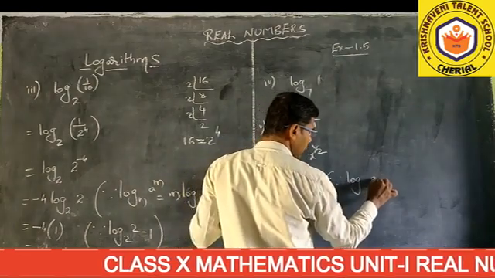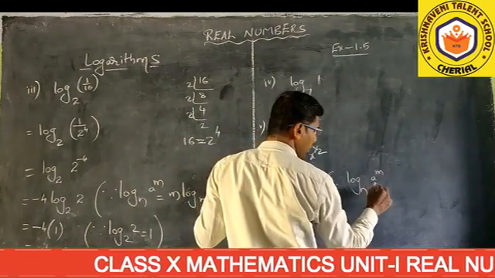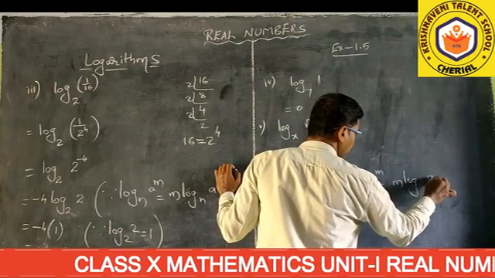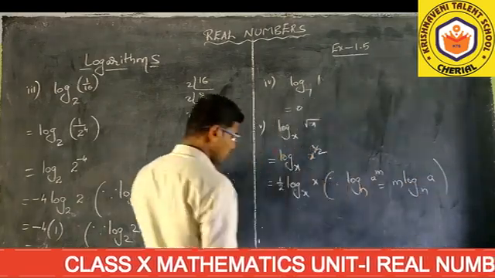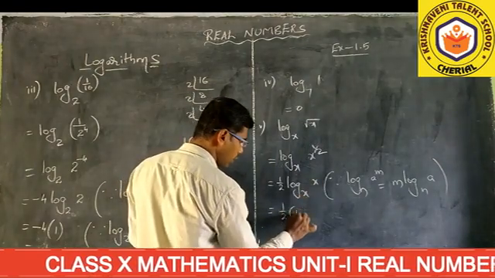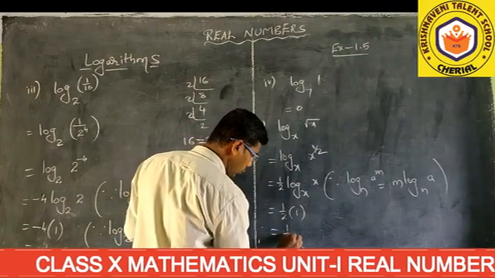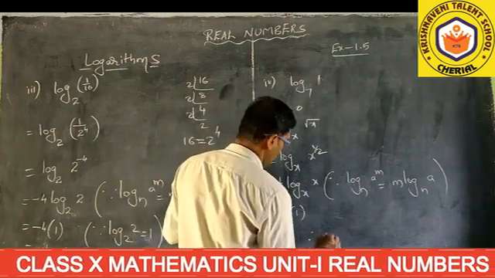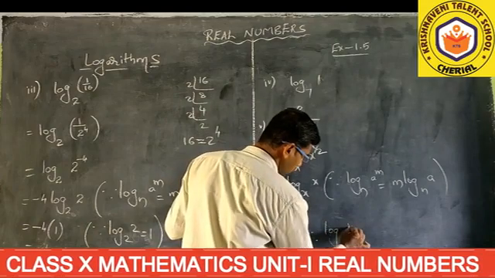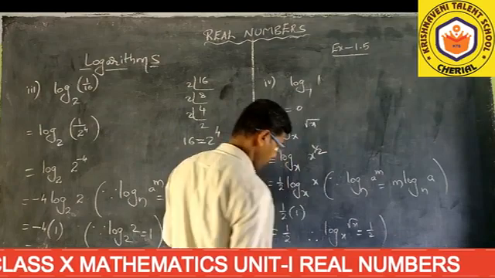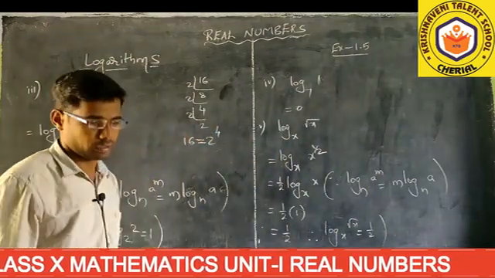Log a to the power of m to the base n equals m log a to the base n. Now this equals 1 by 2 log x to the base x, and the value of log x to the base x is 1. So 1 by 2 into 1, how much will you get? 1 by 2. Therefore log root x to the base x is equal to 1 by 2. Like this you have to do.